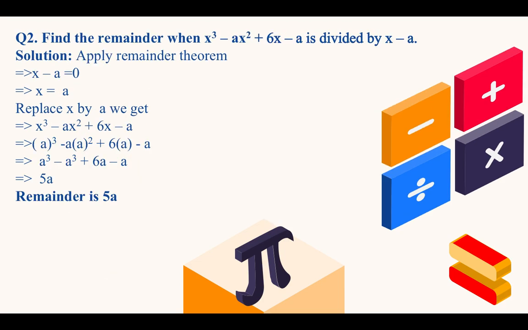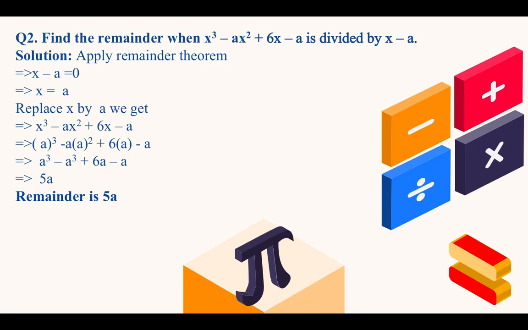Now find the remainder when x cube minus ax square plus 6x minus a is divided by x minus a. So how will we find the remainder? We will write x minus a is equal to 0. We'll apply the remainder theorem again. So x is equal to a.